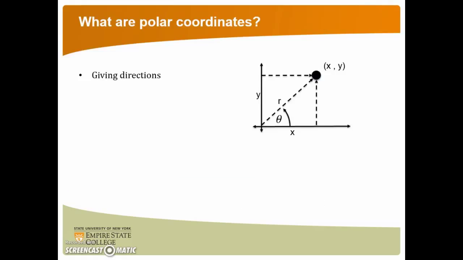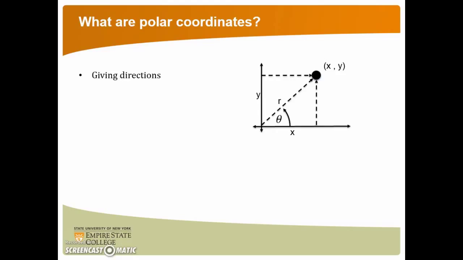Suppose someone asked you for the shortest directions to walk someplace. Most likely, you would give a direction and a distance to travel. For example, walk 5 miles to the northeast. You would probably not say to go 3 miles east, then 4 miles north. But that is exactly how we plot points.